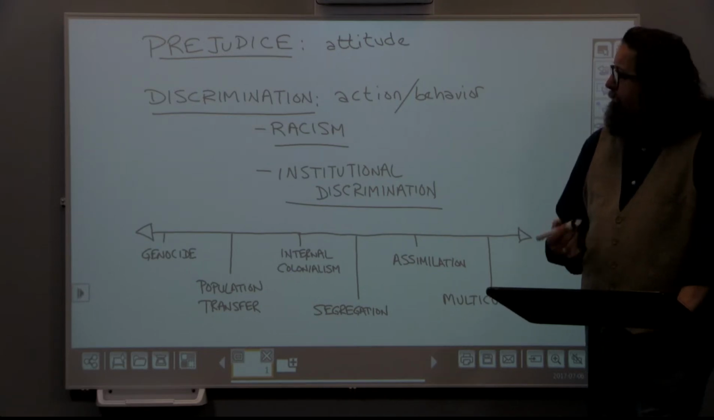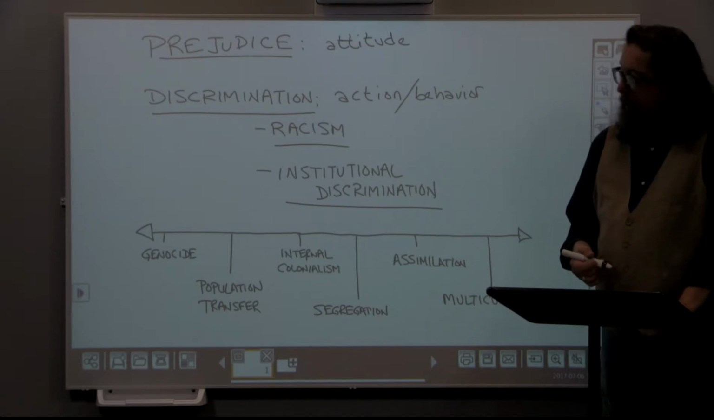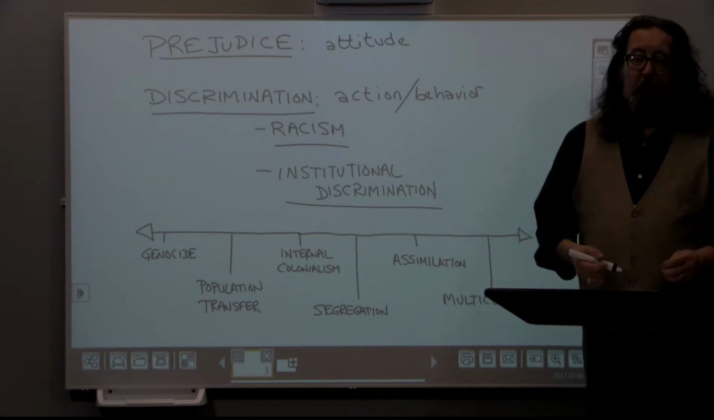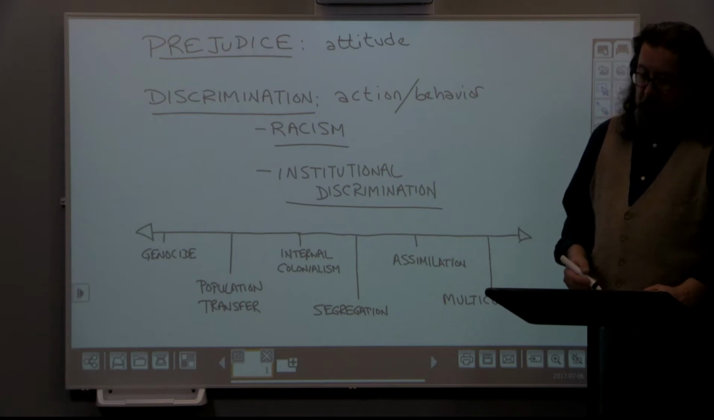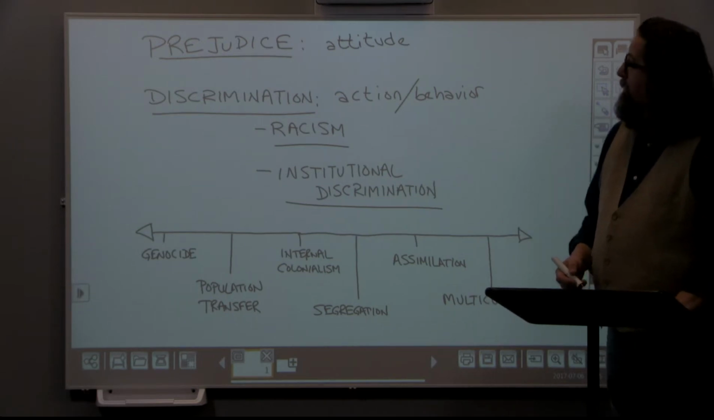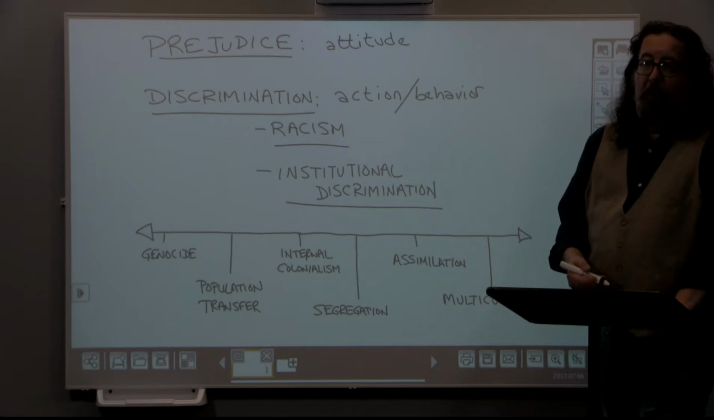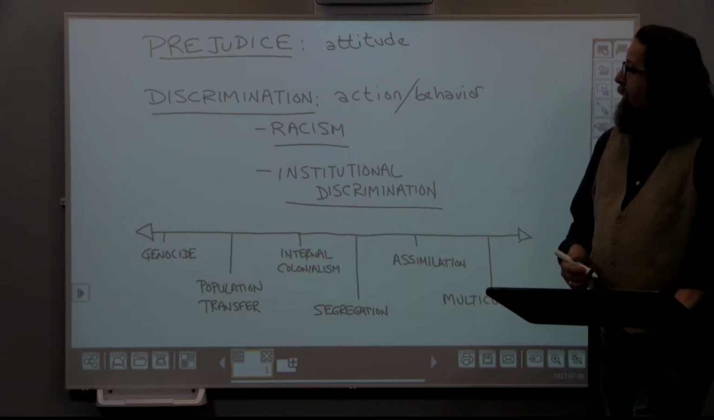Prejudice can be generally defined as an attitude, and generally a negative attitude, about a racial or ethnic group. Again, groups that are perceived on racial terms, but more specifically and more correctly, ethnic groups. So when people have negative beliefs or ideas or attitudes about another group, that can be considered prejudice. A couple of important points here.